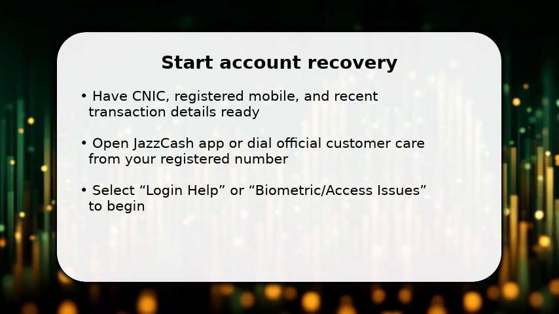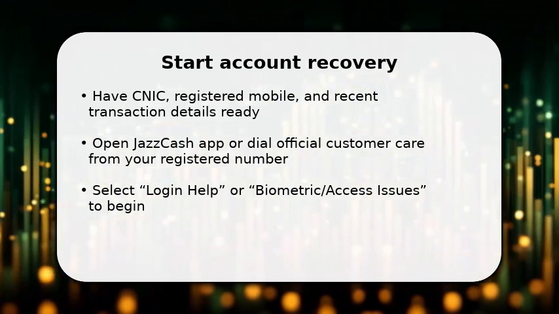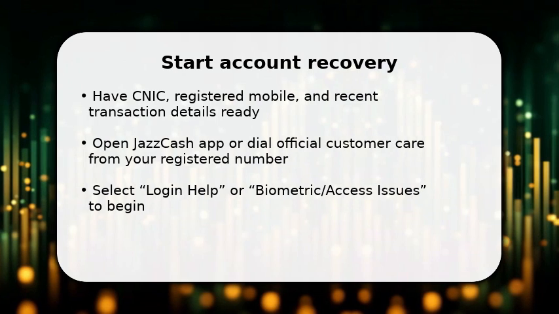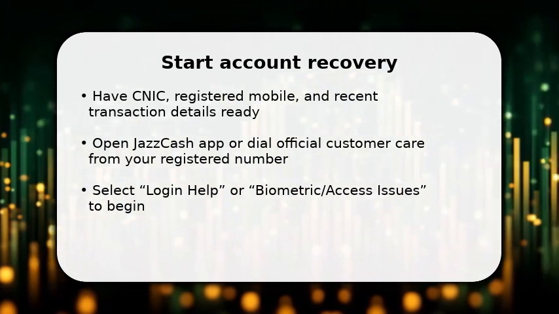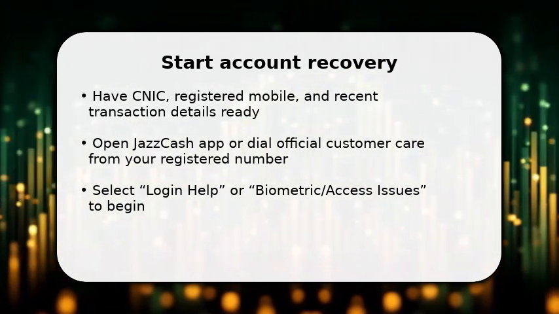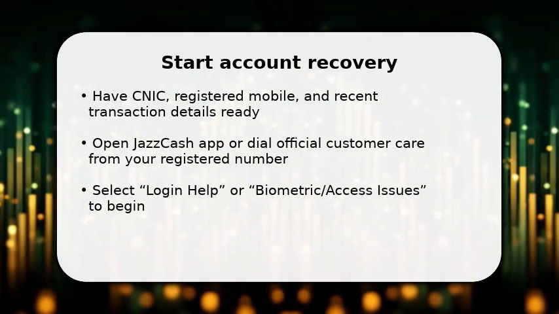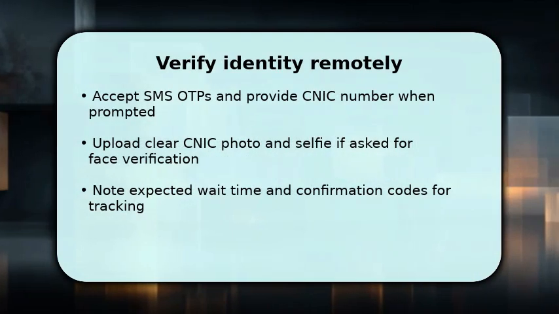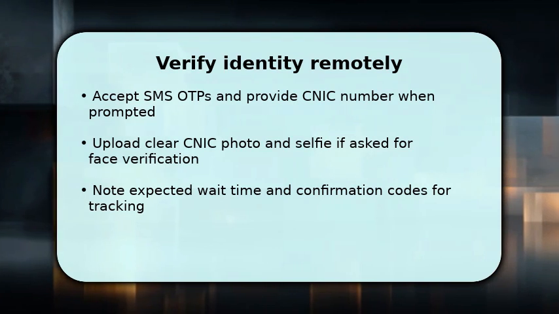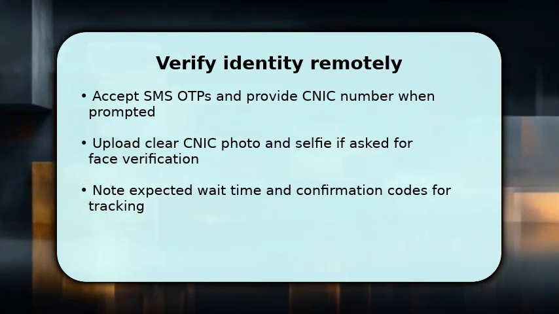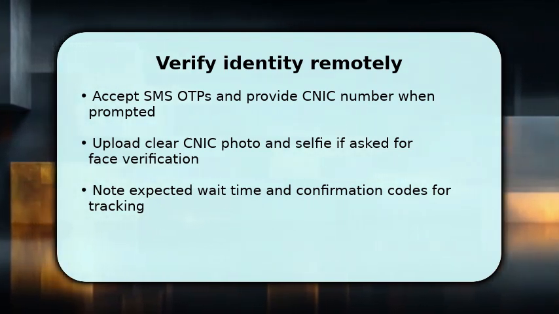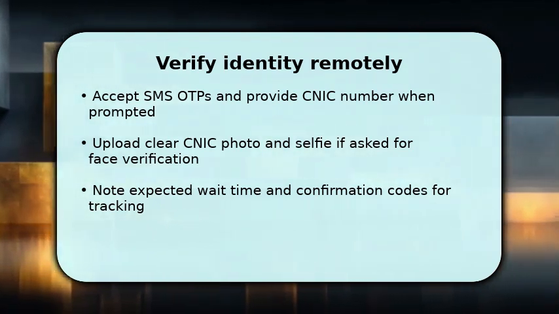The system will ask whether you cannot use biometrics. Say yes. This moves you into alternate verification flow, instead of wasting time on biometric retries. Now you perform the core verification steps. When prompted, enter the SMS OTP sent to your registered number, then provide the scenic number the app or agent requests. This links your account.